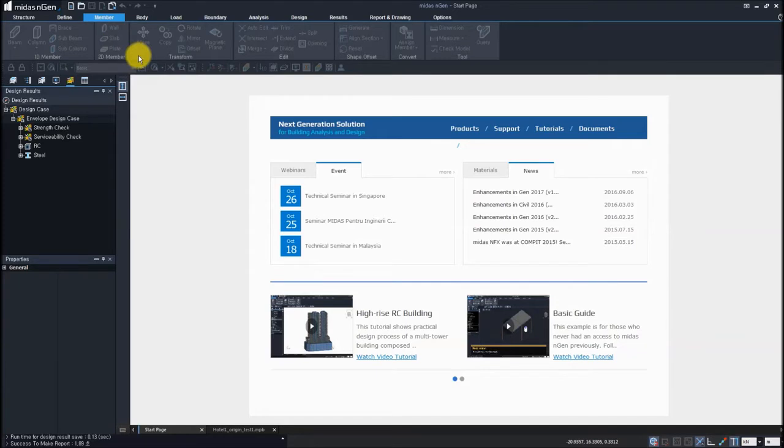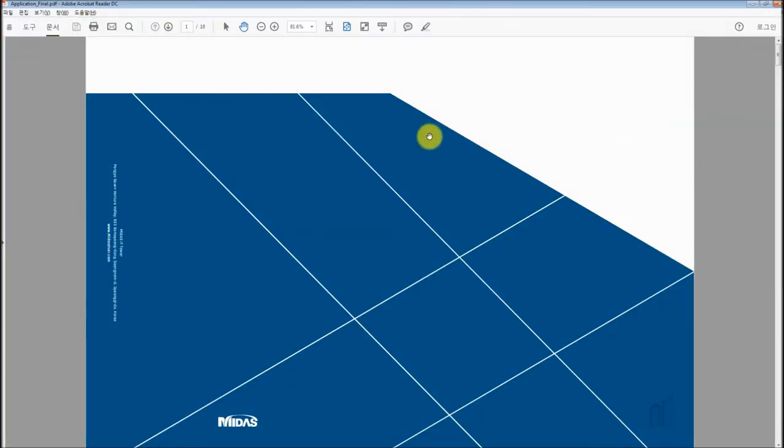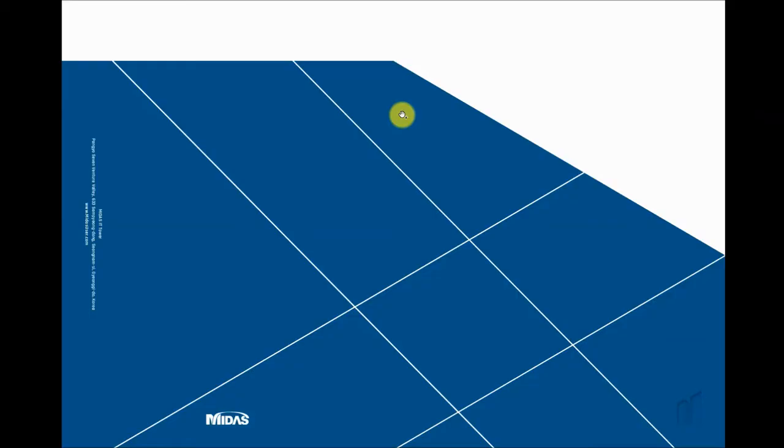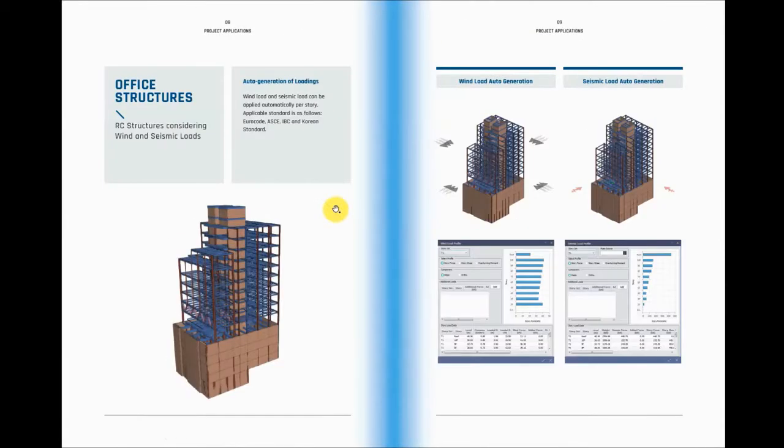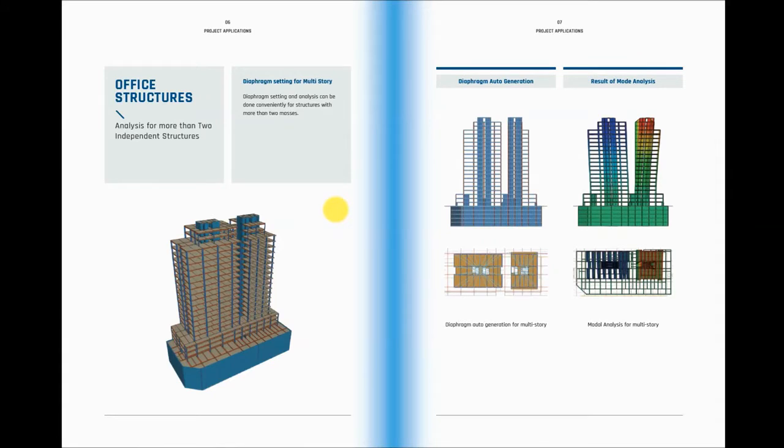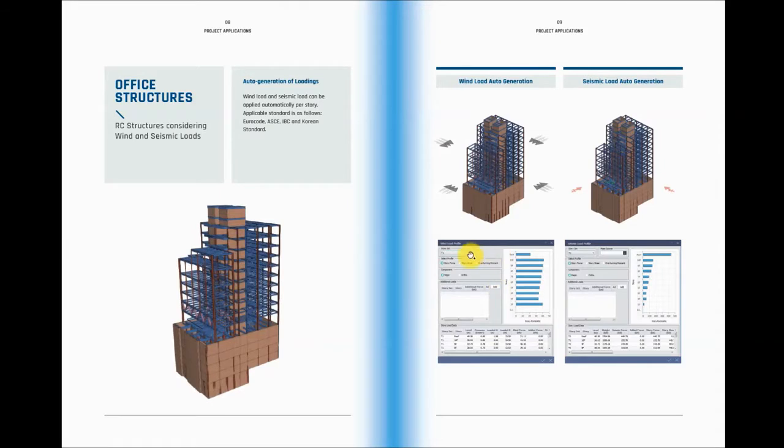Before I start the modeling, I actually want to show you the application areas. This file is the application material catalog for Midas nGen. This kind of office structure has two towers in one model, and we can also make diaphragms. There are also different kinds of office structures. We have the wind load auto generation function, and seismic load. So this loading system we will also see today.